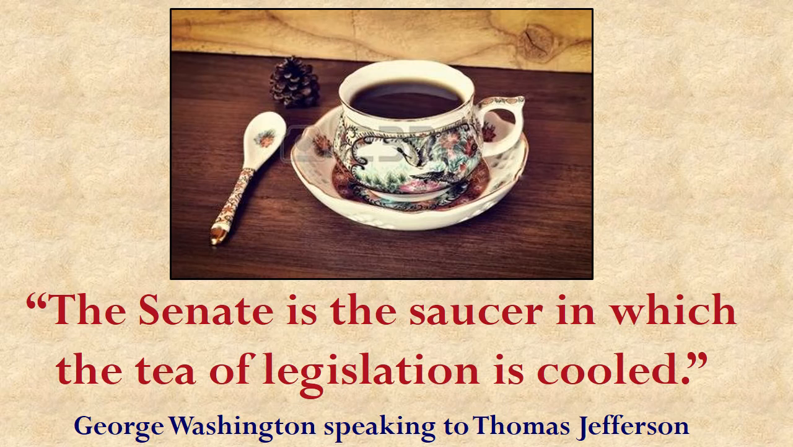When they got to the part that said that there be a Senate, Jefferson questioned why there should even be a Senate. He pointed out that a House representing the people was what really fulfilled the ideas of John Locke, that a government should represent the true sovereign, the people. But then George Washington told him, the Senate is the saucer in which the tea of legislation is cooled. Now, to understand what Washington meant by this, you have to understand how they drank tea over 200 years ago.